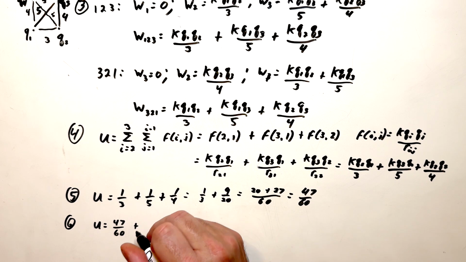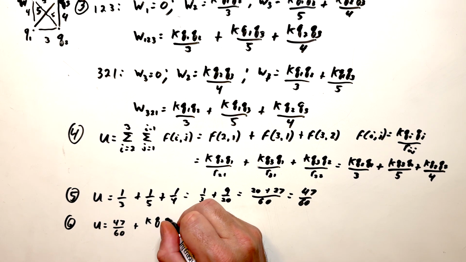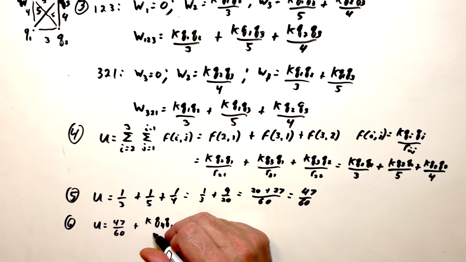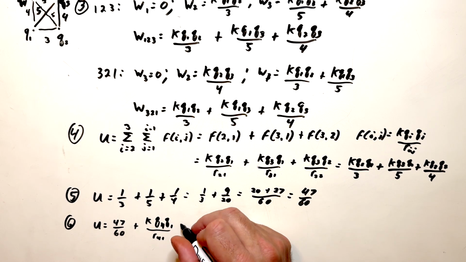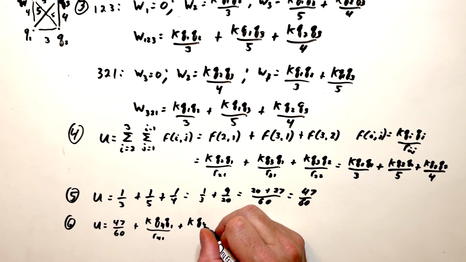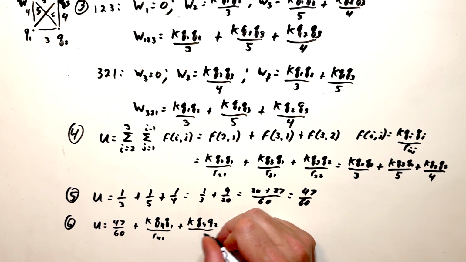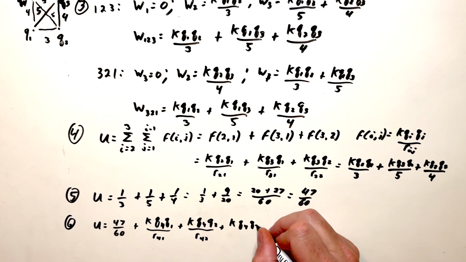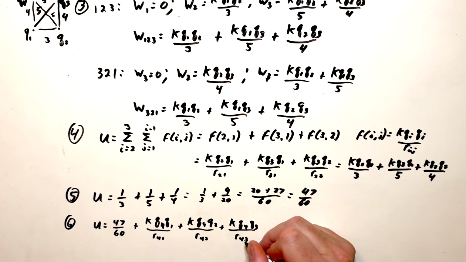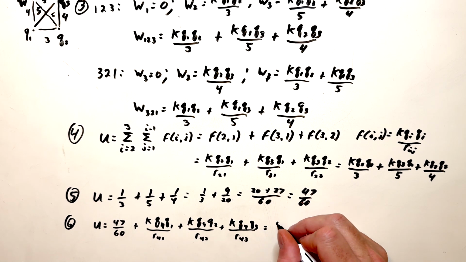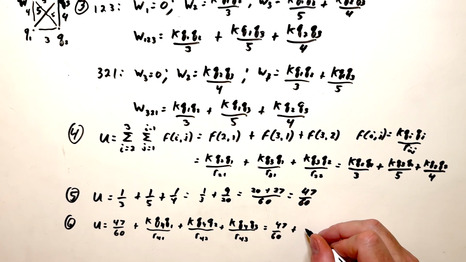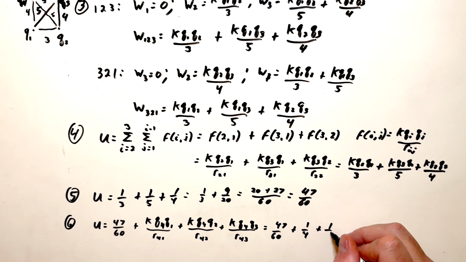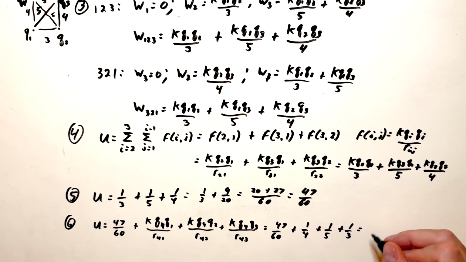Plus we have to move in all the new charges. So we'll have k, Q4, Q1 over r 4,1, plus k, Q4, Q2 over r 4,2, plus k, Q4, Q3 over r 4,3. I think I have all the terms. Yeah. And that will be equal to 47 over 60 plus, we'll have 1 over 4 plus 1 over 5 plus 1 over 3, which you can see is just simply 2 times U old.